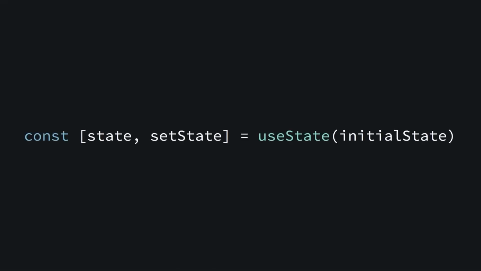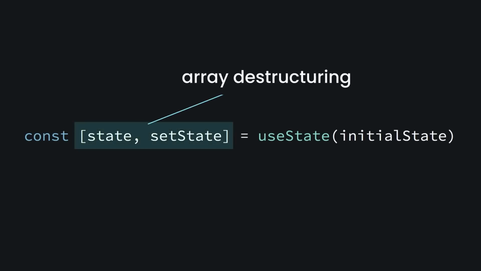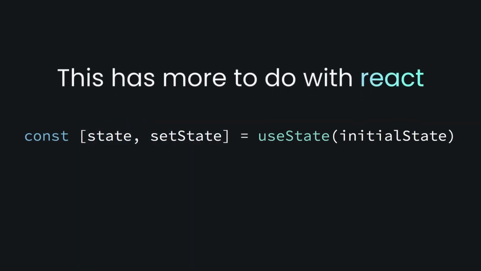The same concept applies to arrays. For example, the useState hook in React returns an array. To create our state variables, we use array destructuring. It works just like object destructuring, but with square brackets instead of curly braces. But this part already has more to do with React than with destructuring itself.